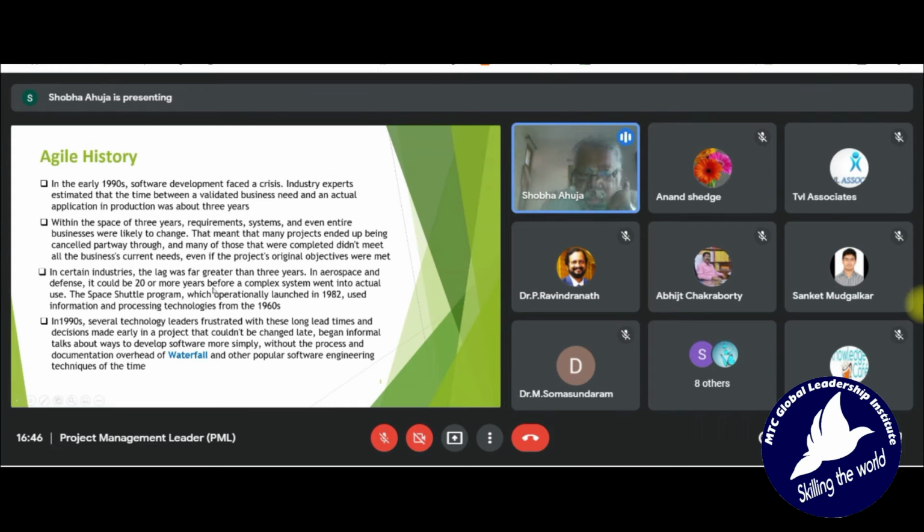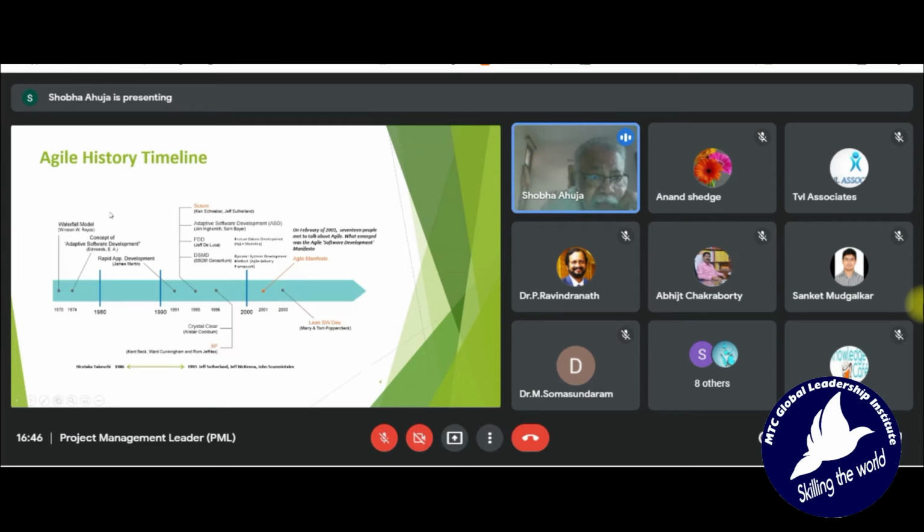So now, this is the so-called timeline. I know you may not be able to see it properly, but it is a very interesting timeline. First was the waterfall model. The waterfall model is when you finish one thing, then you take up the next, like water falling. It remained there for a long time. The waterfall model is associated with Winston Royce.